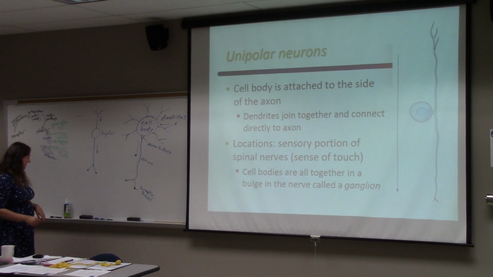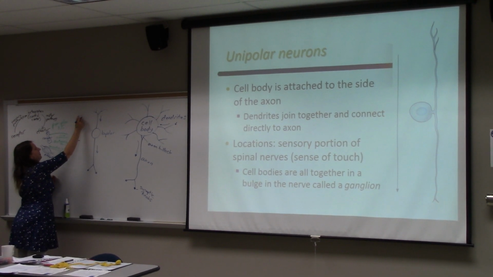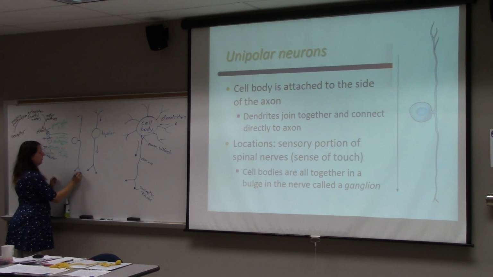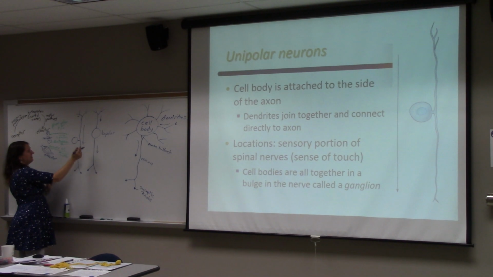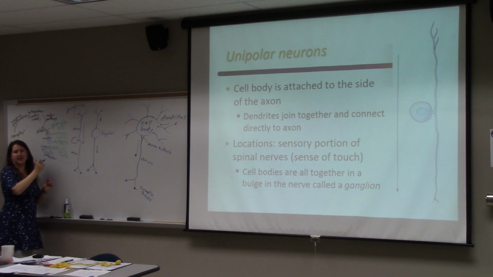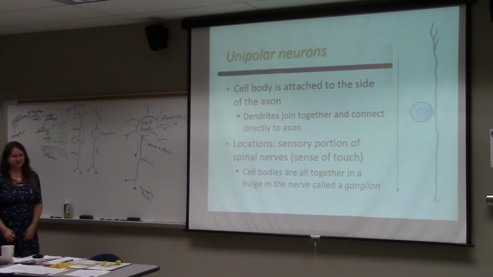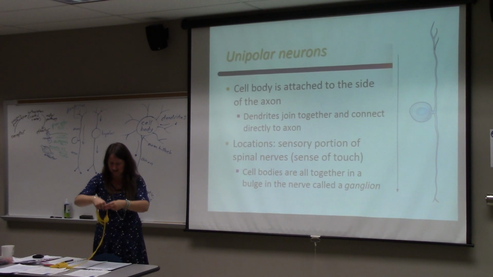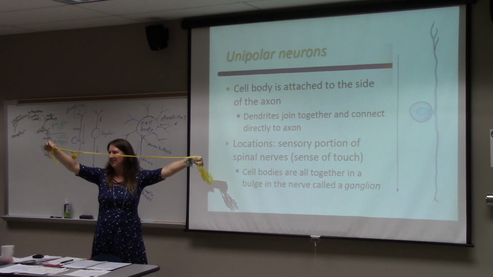A unipolar neuron has only one attachment to a cell body. That might beg the question, okay, it has one. Is it an axon or a dendrite? It is an axon. The dendrites, instead of connecting to the cell body, connect directly to the axon. The cell body's just kind of sticking off to the side, where it has a nucleus for making proteins and whatever else it might need to do.